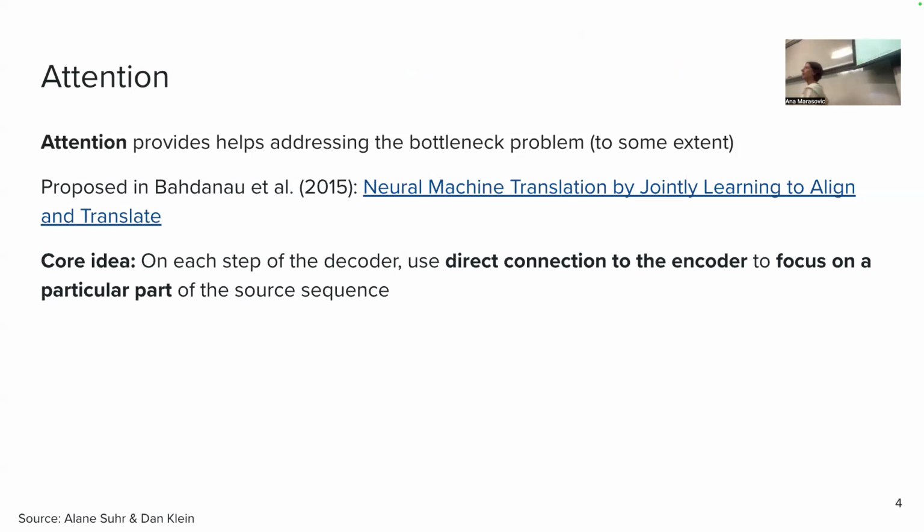And the core idea of attention is that at each decoding step, so each time we are trying to predict what the next token could be, we are going to use some connection to the encoder and give a chance to look at the source sequence again and see, is something from the source sequence more important for this decoding step than something else? So we are bringing almost like a direct connection to the source sequence or the encoder before we decide what the next word is going to be.